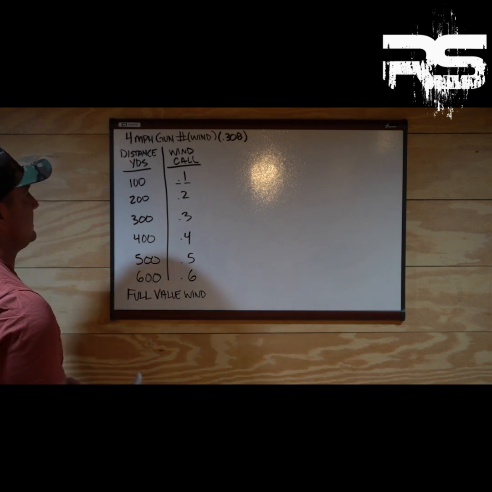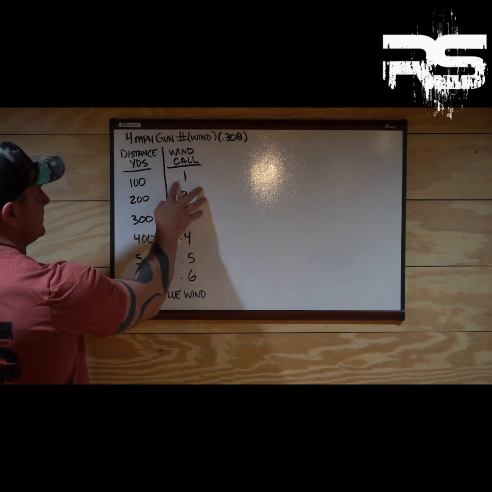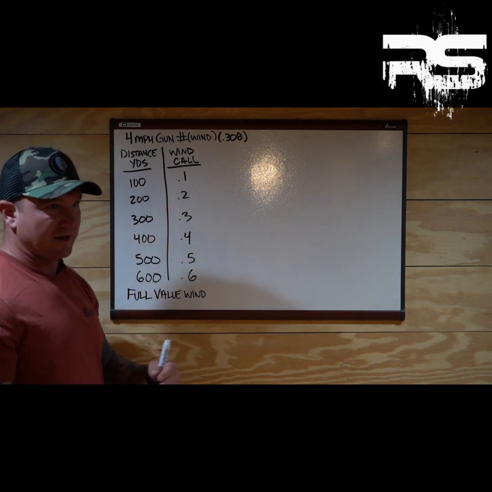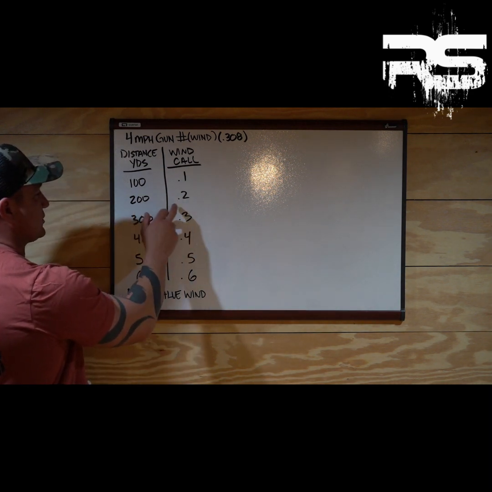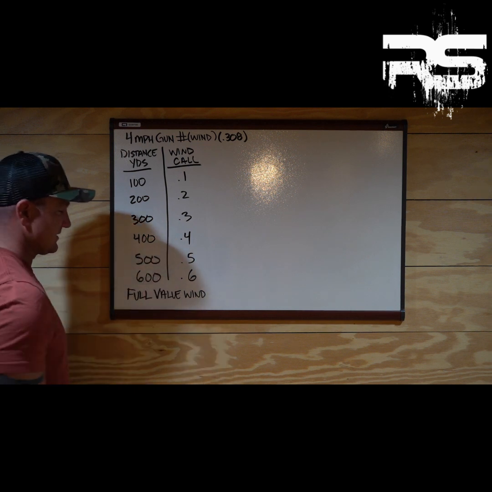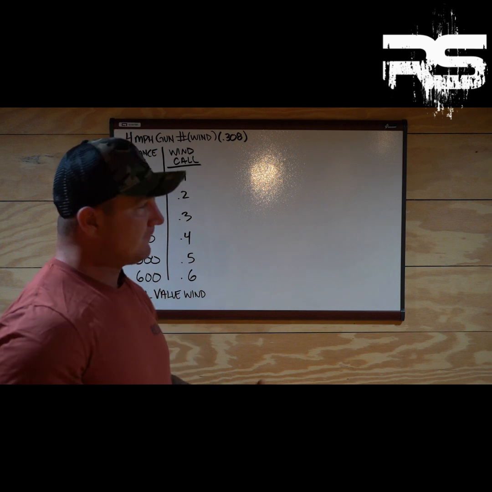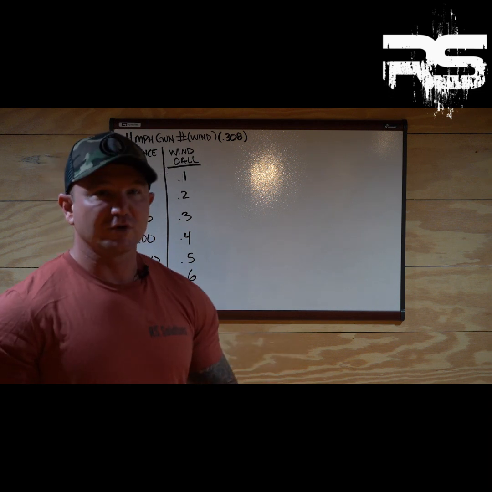Okay, what that means is at 100, a 4 mile an hour wind is 0.1, left or right, full value. 200 is 0.2, 300 is 0.3, 400 is 0.4, 500 is 0.5, and 600 is 0.6. Again, full value wind.